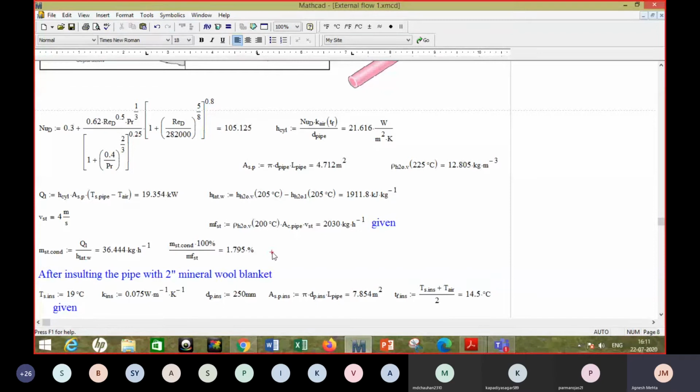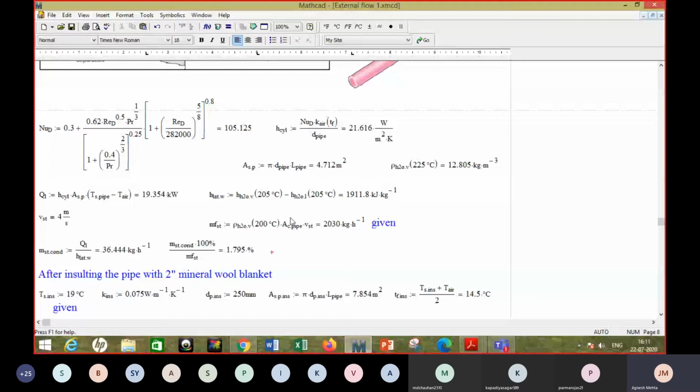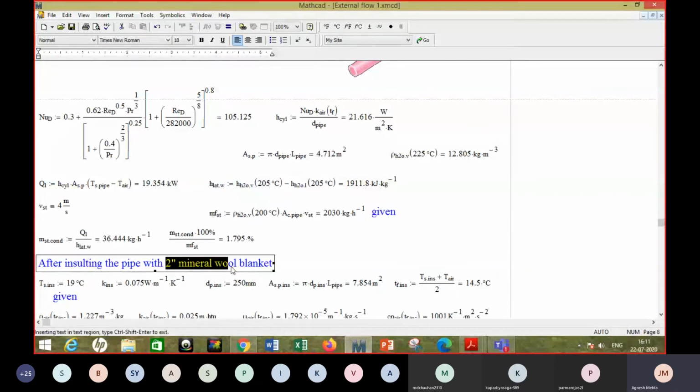Okay. Now let's say we feel that this loss is high and should be reduced. Right? This loss is high and should be reduced. So what are the means available for that? You might insulate this pipe. Right? If you insulate this pipe, then the heat loss will reduce. So how are you going to insulate it? Let's say you are insulating it with a 2-inch mineral wool blanket, right?